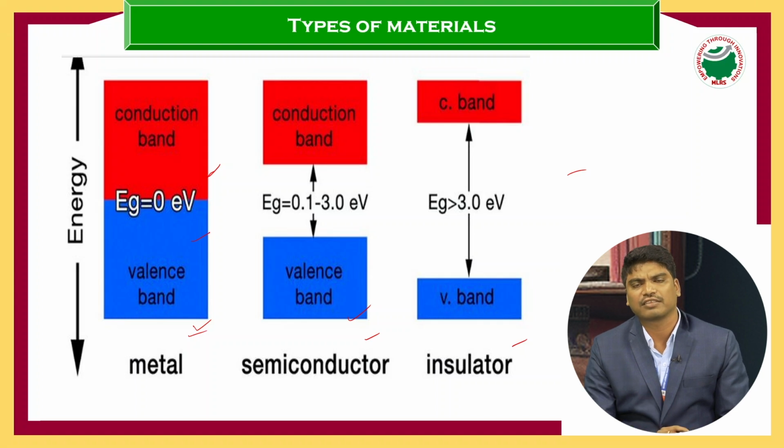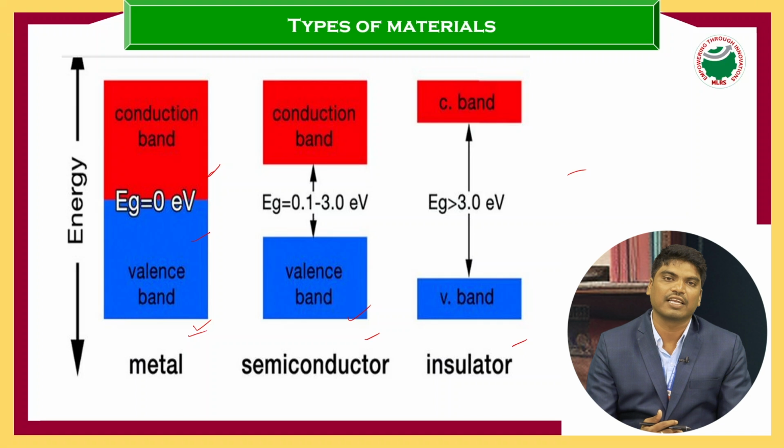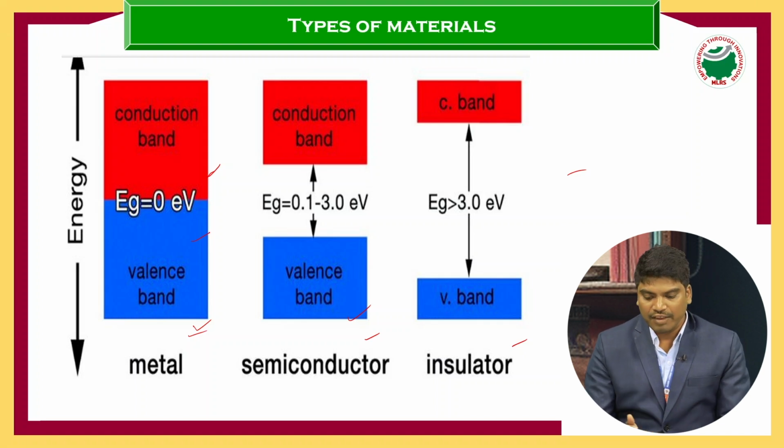Some semiconductors are called wide band gap semiconductors, up to 3.7 electron volts, or maybe 3.9 electron volts. We can call some of these materials wide band gap semiconductors. That means even though they have a wide band gap, by giving some external energy, we can convert them into good conductors. Okay, then we go for the last one, that is the insulator.